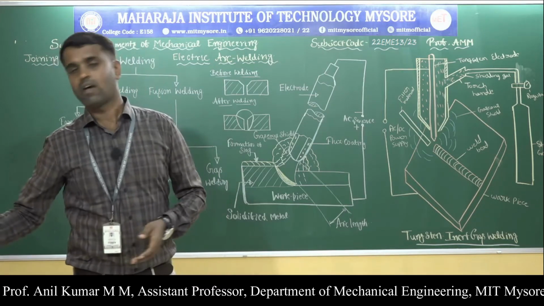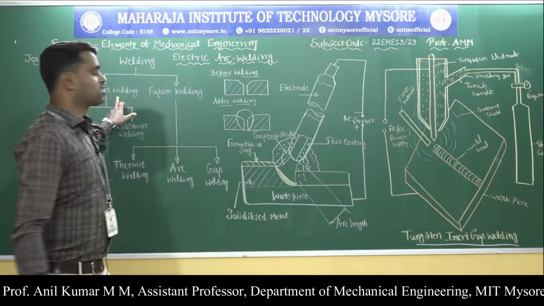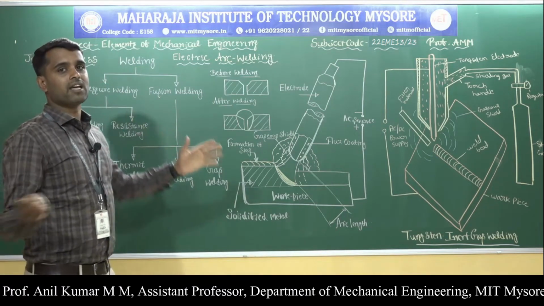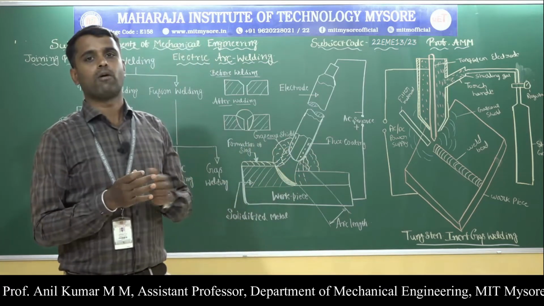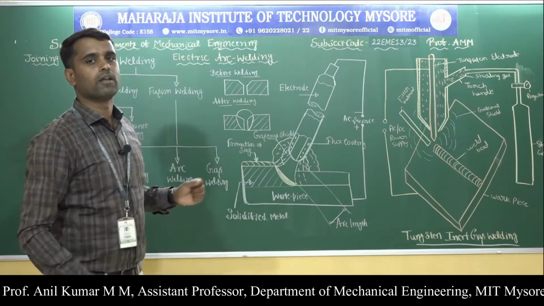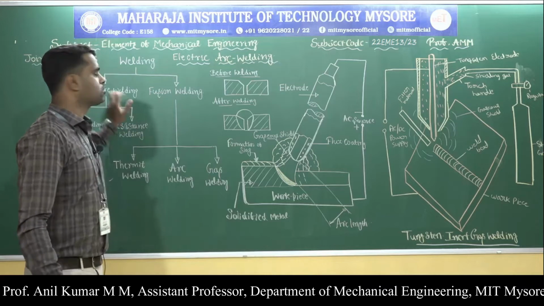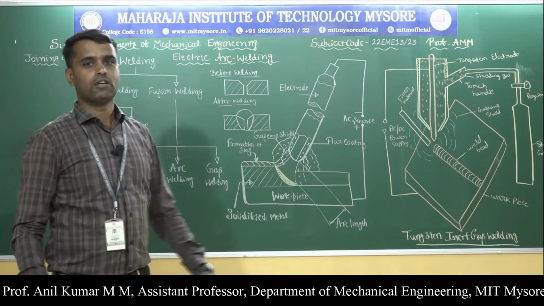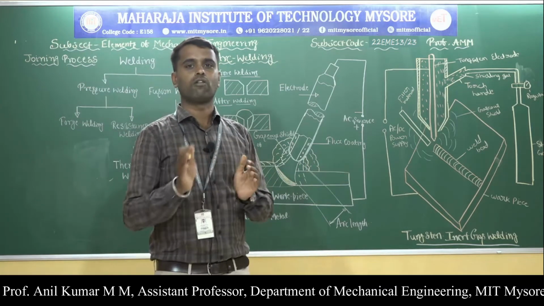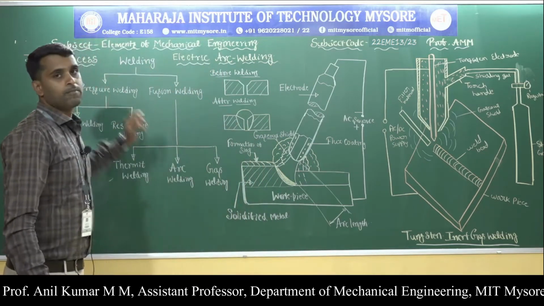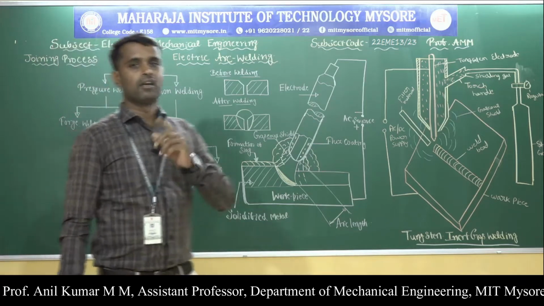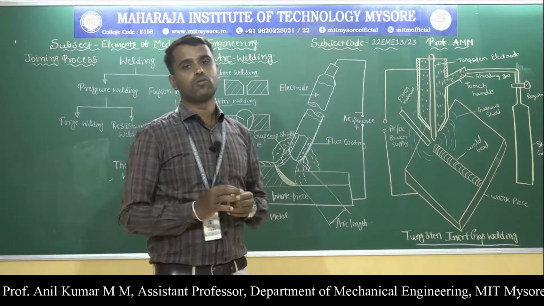So we heat the metal just into the plastic state and then apply external pressure, forcing the two workpieces together, and without using filler material we can join the two metal pieces. That is called pressure welding. Pressure welding means we apply external pressure along with the heat. Examples of pressure welding are resistance welding and forge welding.